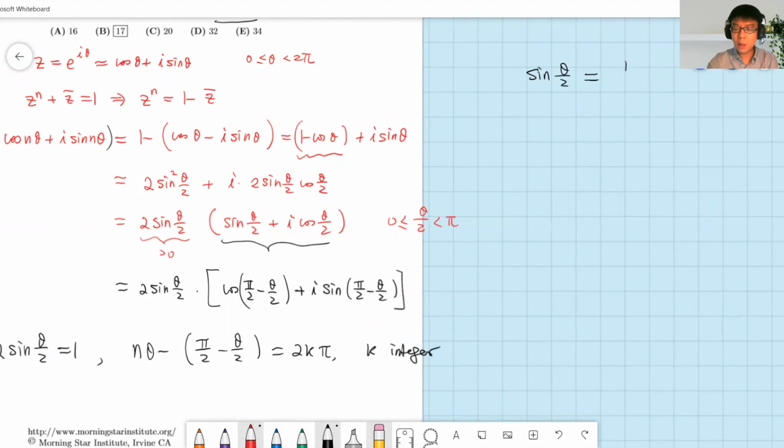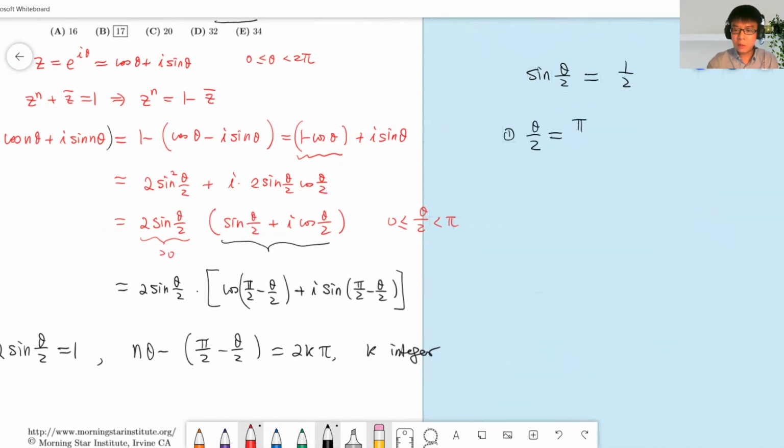Sine half theta equals 1/2. So that means we have two angles. First case, half theta equals pi over 6, because sine pi over 6 is 1/2. And then we have theta equals pi over 3. And the second case, half theta equals 5 pi over 6, and then theta equals 5 pi over 3. So there are two possibilities.